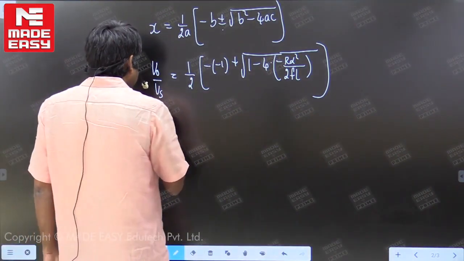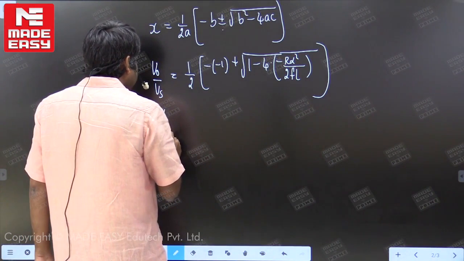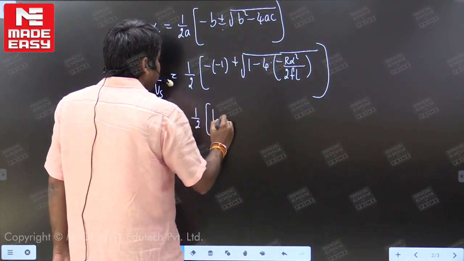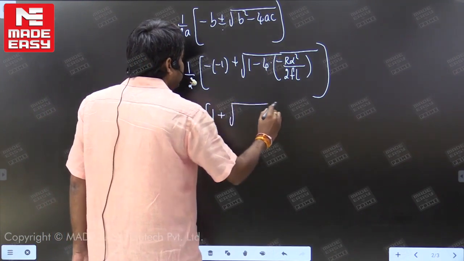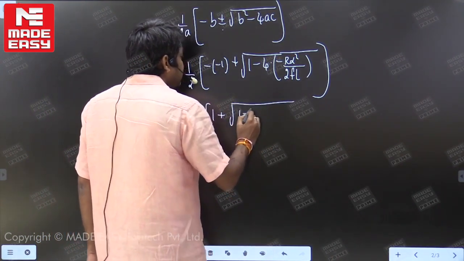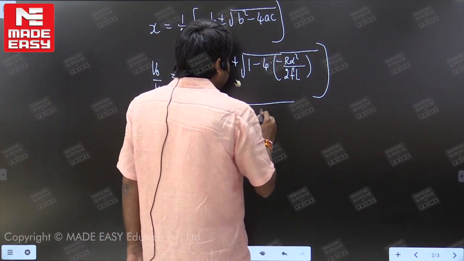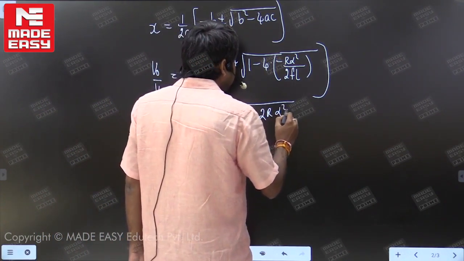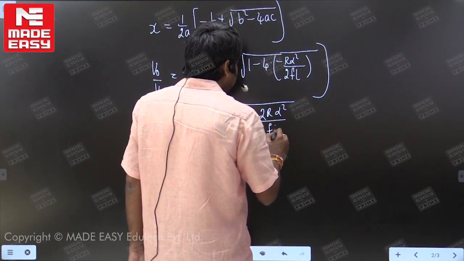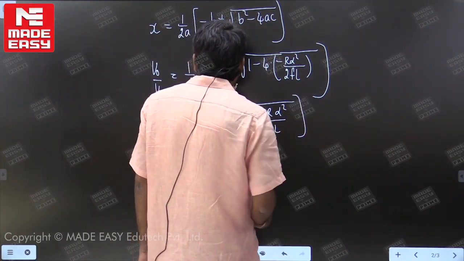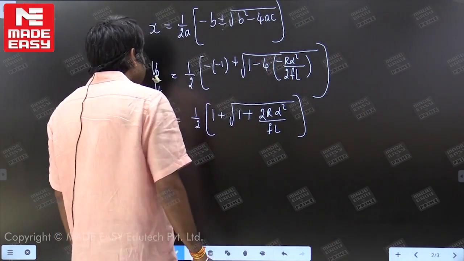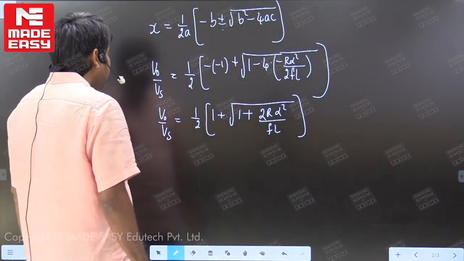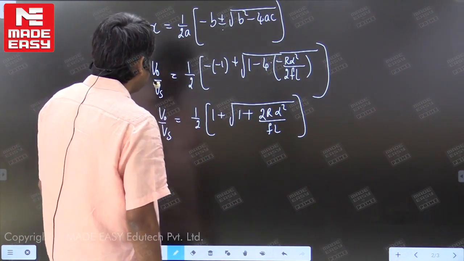So from this, V naught by Vs is equal to 1 by 2 into 1 plus square root of 1 plus 2 into R into alpha square by FL. So that is the ratio of V naught by Vs. From this expression, we can find all those values.